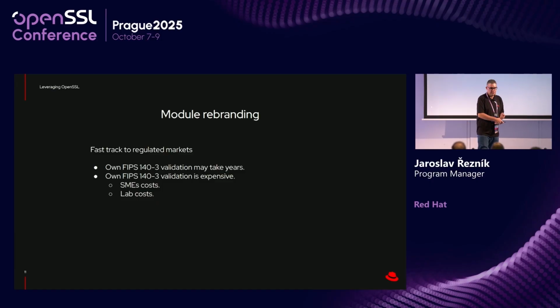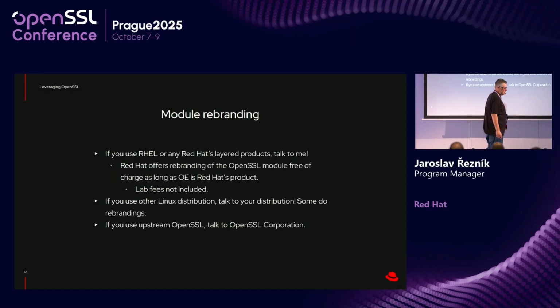So your own FIPS validation is also expensive. You will need your SMEs who are able to talk this sometimes strange language. Also the lab costs, because you have to pay a third-party accredited lab to go through the validation. So this is a fast track. If you use RHEL, the simplest option is just come to me, talk to me.